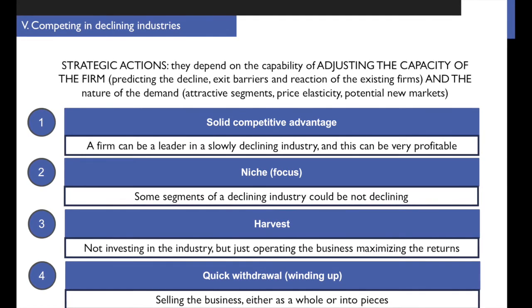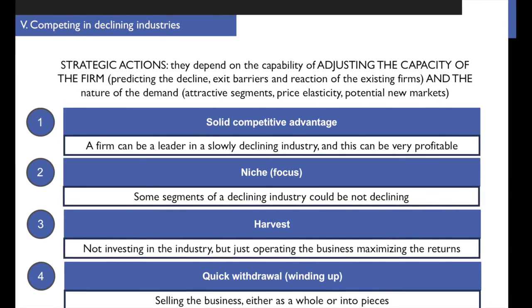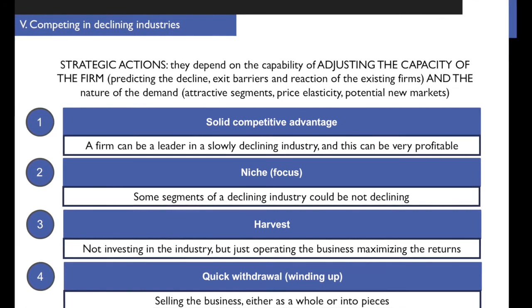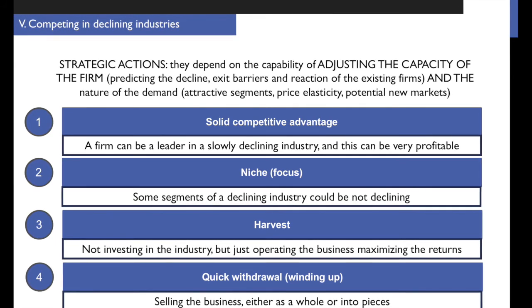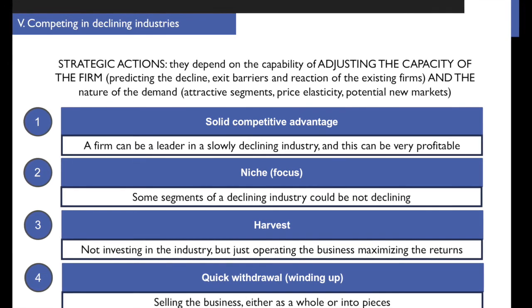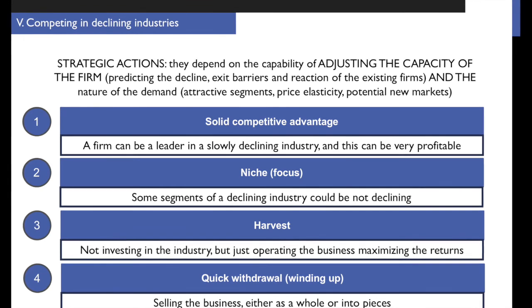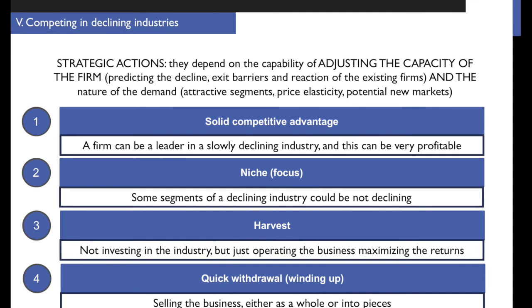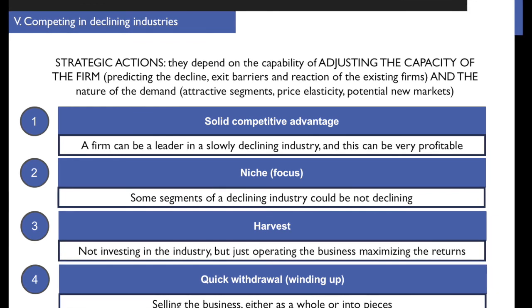Third strategy is harvest. Harvest means you are not putting a single euro renewing the firm, okay? But you are just operating the business, maximizing the return. If you are a shop, you are buying the products and selling them, but you are not renewing the shop, okay? So it doesn't matter the number of years, one day or another you will have to get rid of everything. But by now it works and it gives you a return, so it can be useful.